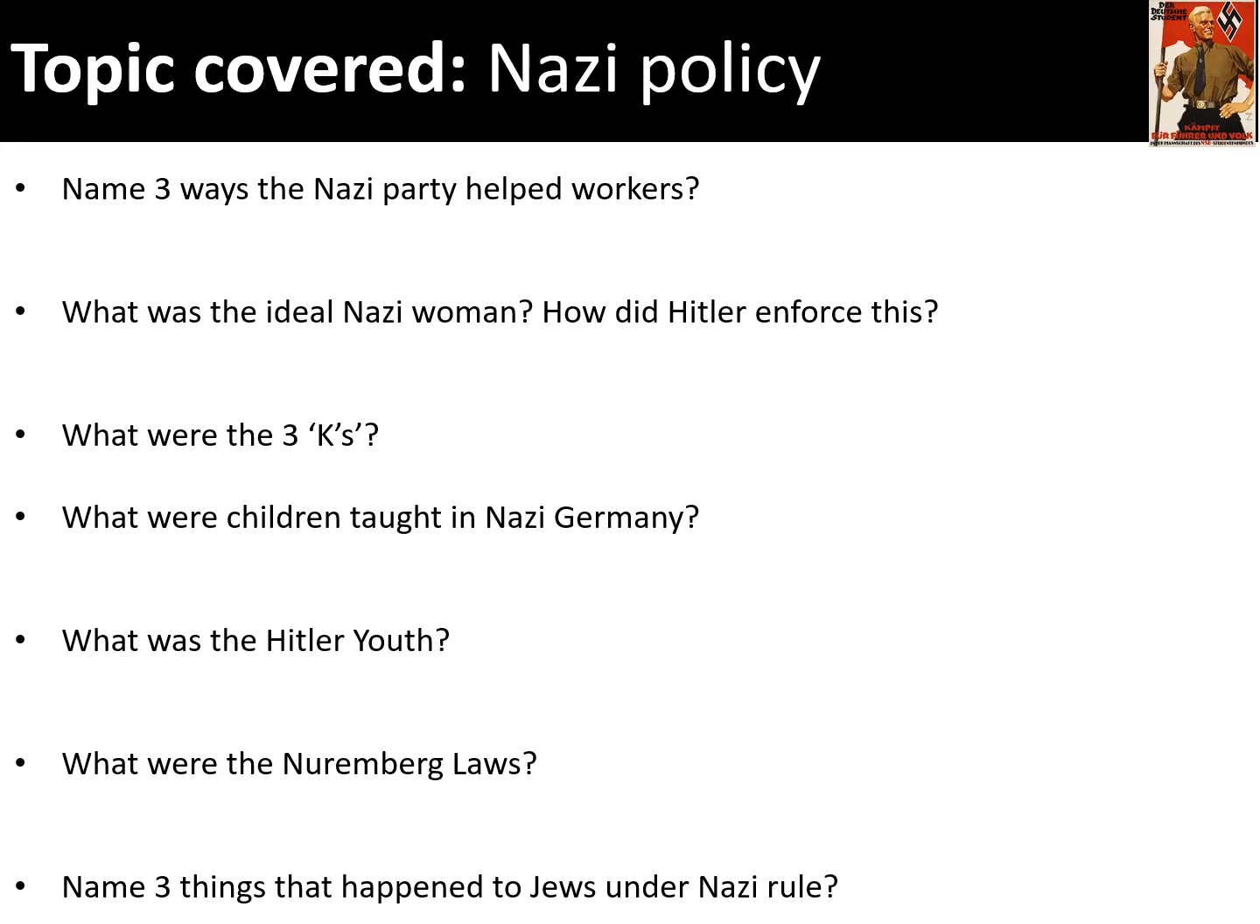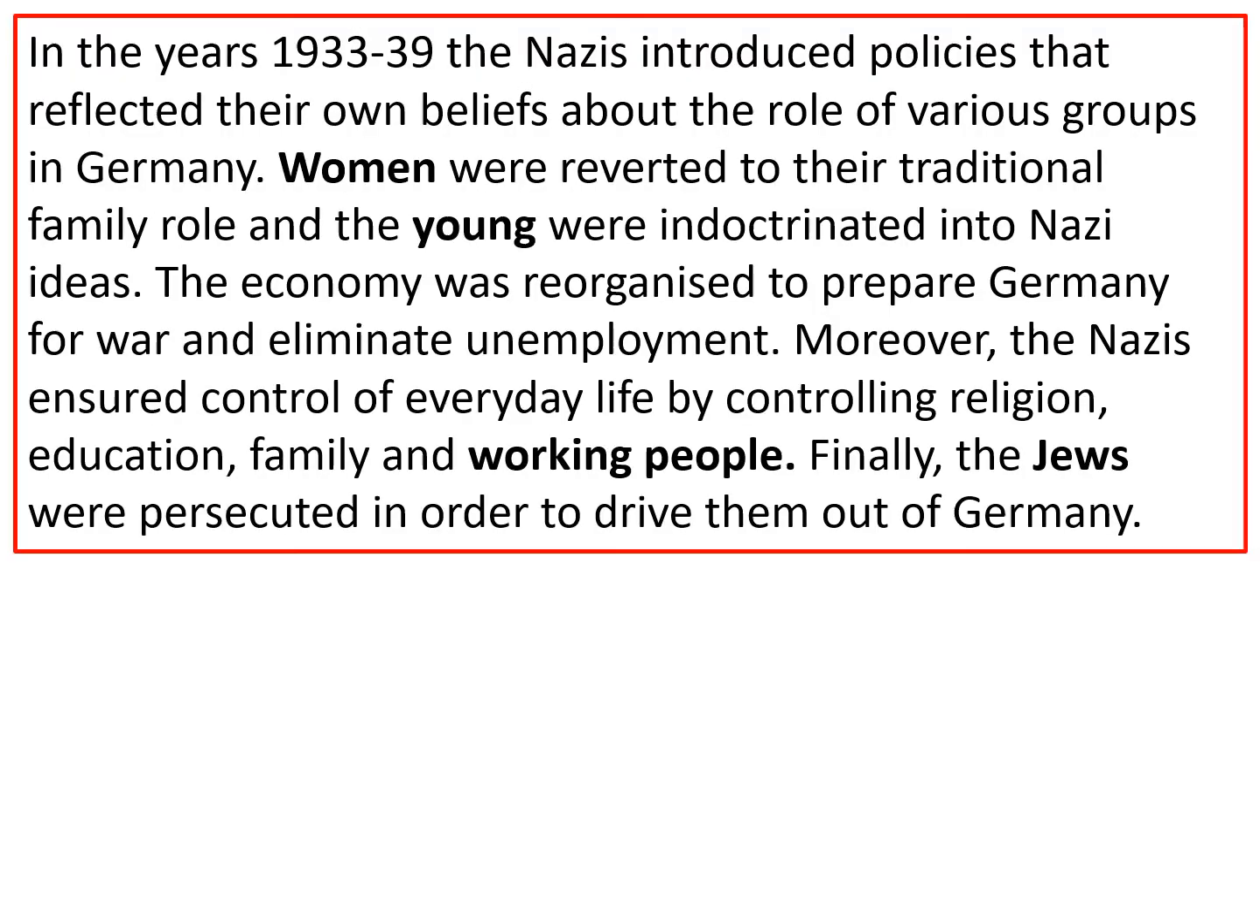Right, turn to the first page then, double page spread in your booklet. We're going to look at, like I said, 4 groups of people. So Nazi policy and how it affects these 4 groups. In the years 1933 to 39, the Nazis introduced policies that reflected their own beliefs about the role of various groups of people in Germany.